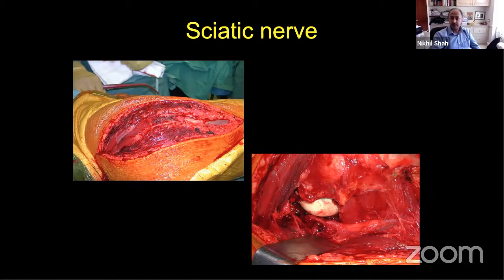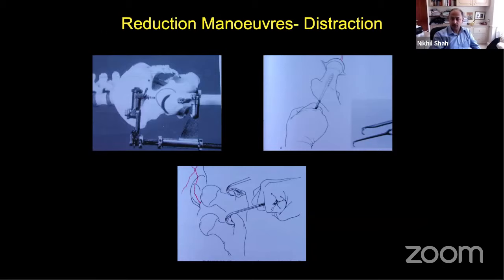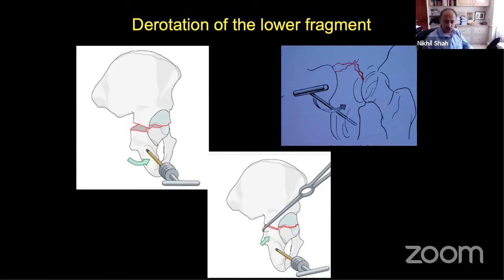The reduction maneuvers we are all familiar with, either using a pelvic distractor or lateral traction through the trochanter. And this is a very important maneuver to perform with a Schanz screw into the ischium, which allows you to really use the Schanz screw as a joystick and mobilize the posterior column, derotate it, lift it up, lateralize it, medialize it, and help with the reduction.